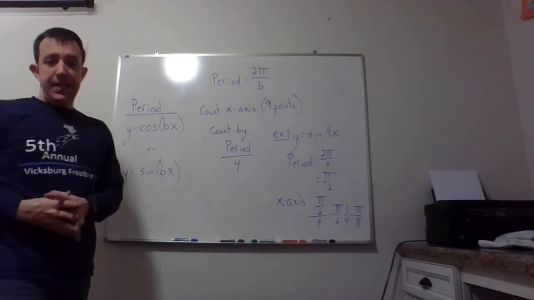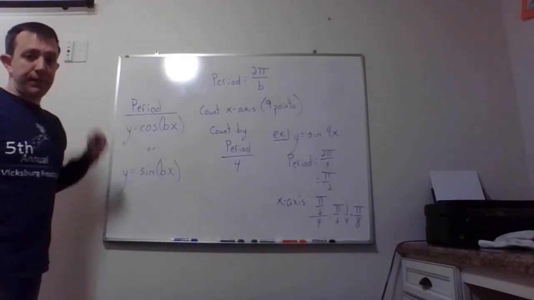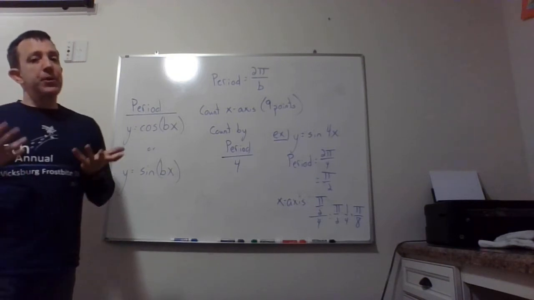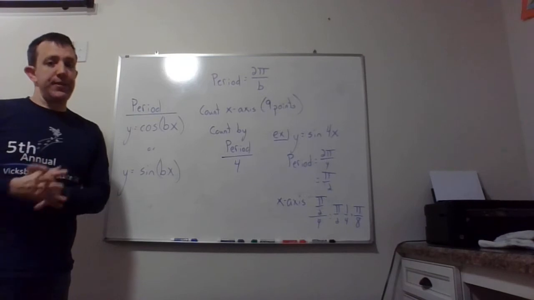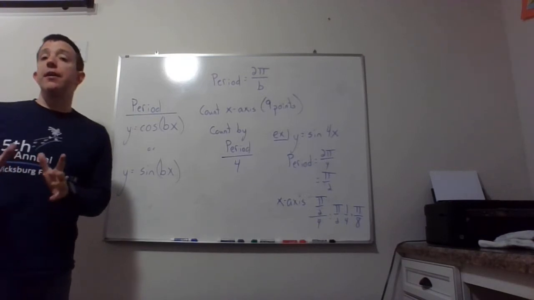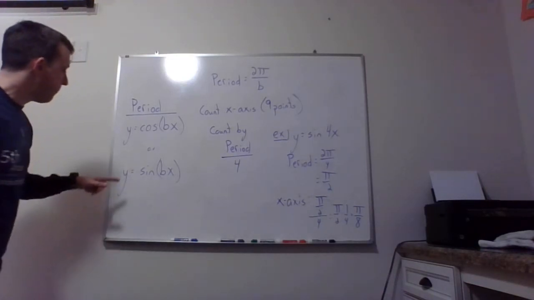Okay, so the next aspect of these graphs that we have to kind of master is the concept of the period of the function. Remember, we talked about period once before, and the period is when the function starts to repeat itself. For sine and cosine, your basic sine and cosine function will repeat itself every 2 pi.